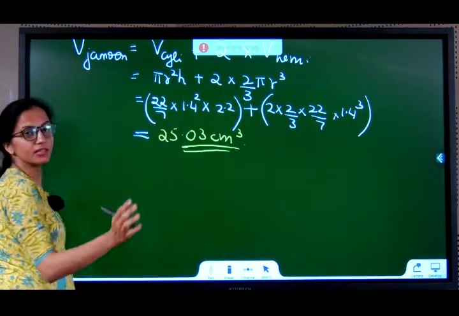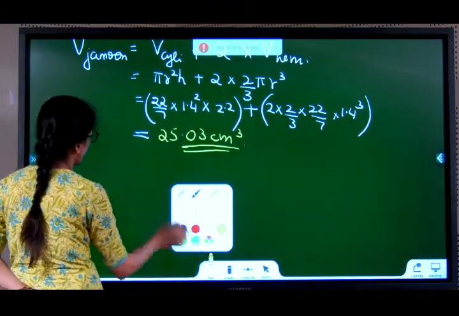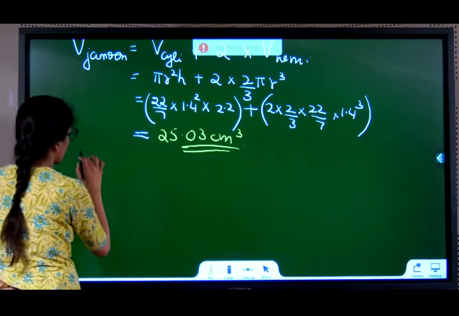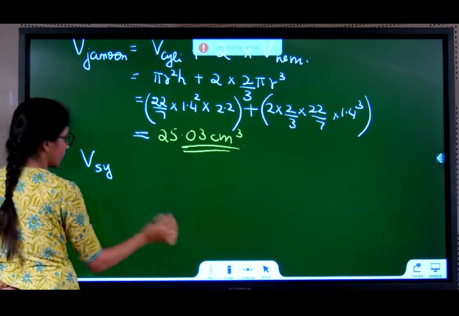Now 30% of this is sugar syrup. So volume of sugar syrup in one jamun.